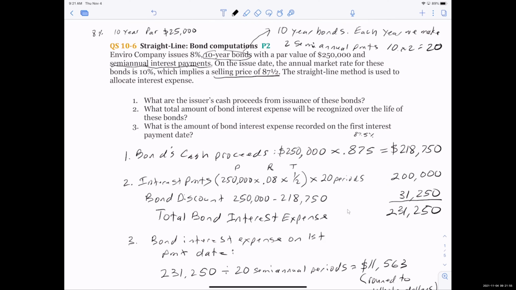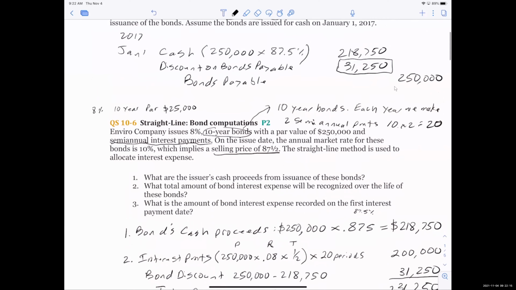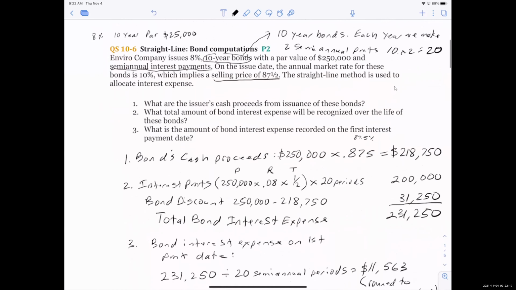Okay. We calculated this up here too, right? Look, 31,250. It's the difference between how much we received and how much we actually owe, right? It just looks different, but we already did it.